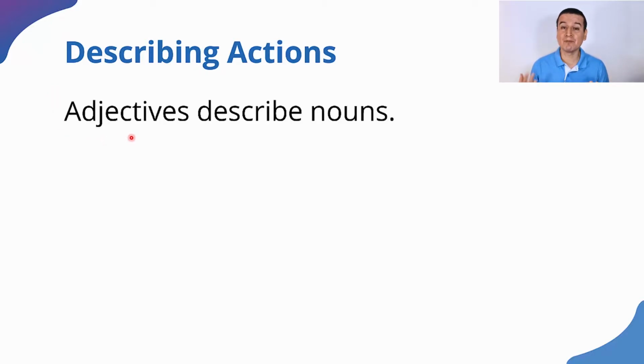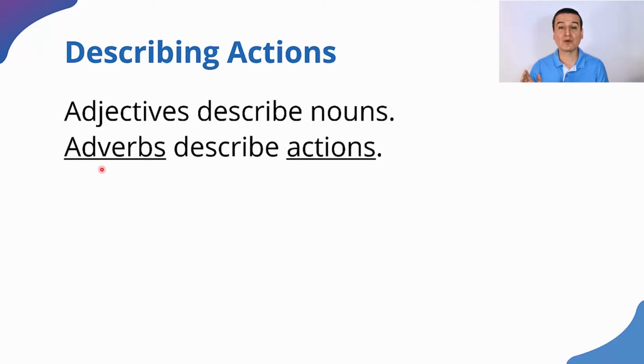You know that adjectives describe nouns. It means that they provide more information about what type of things we are talking about. But we also have adverbs, and adverbs describe actions. It means that they add information to the verbs. That's not the only thing they do, but adverbs provide more information for verbs.